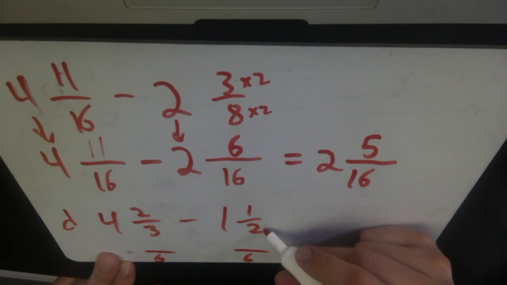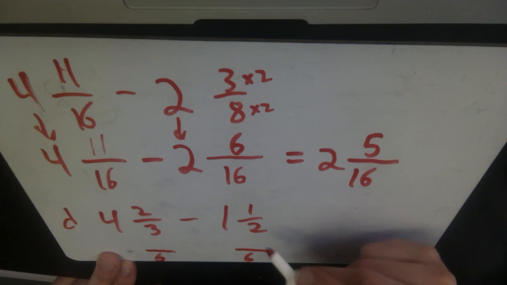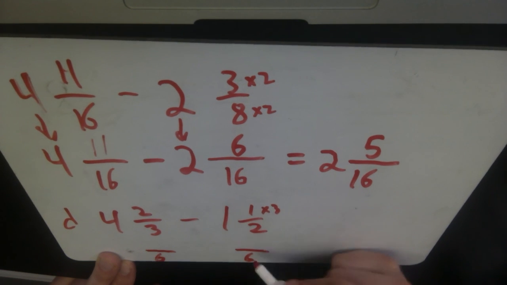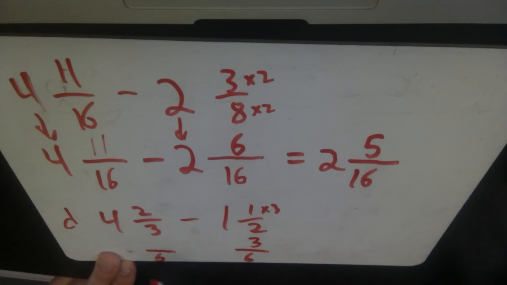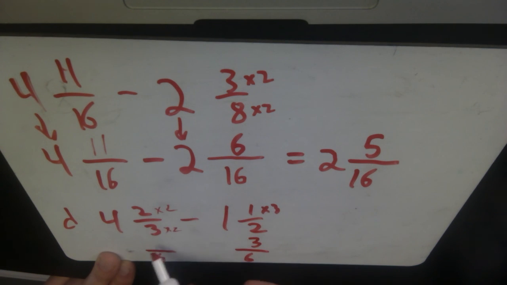What did I have to do to get from a 2 to a 6? Well, I had to multiply by 3. So times the top by 3. 1 times 3 is 3. What did I have to do to get from the 3 to the 6? I times it by 2. Times your top by 2. 2 times 2 is 4. There's your new fractions. Drop down your whole numbers that you haven't done anything to yet. And we can now subtract.